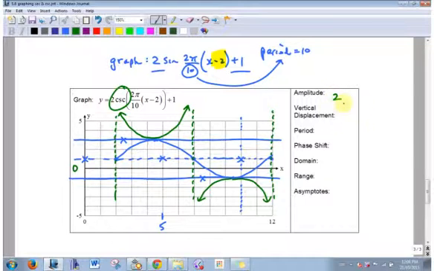Amplitude, still 2. Displacement, still at 1. What's my period? Still 10. Phase shift, 2 right. Domain, everything except no pi's here. What's this stuff say? That's 2. That's 7. That's 12.